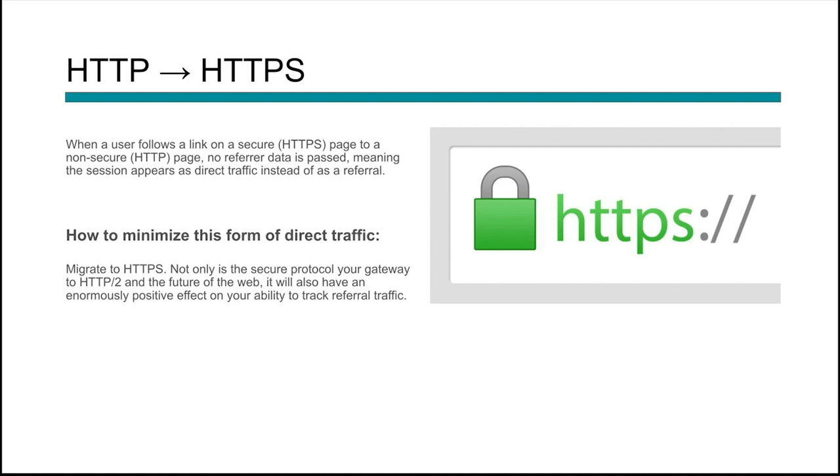So when a user follows a link on a secure page, so that's a page that has HTTPS, and they follow that link to a non-secure page, the referral data gets dropped. So Google actually drops that data because you're going from secure to non-secure, meaning it's dropping the UTM, it's dropping the tracking, and now that's going to end up in direct traffic instead of referral traffic.